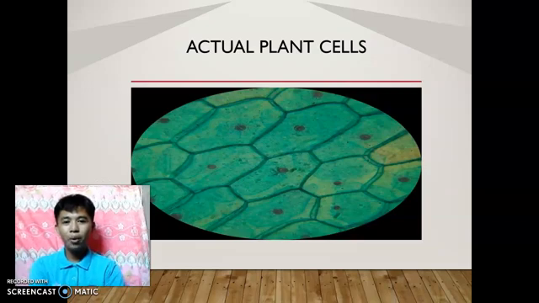Now, we are looking at the actual picture of the plant cells. So when you observe the shape of the plant cells, it looks like a building block.